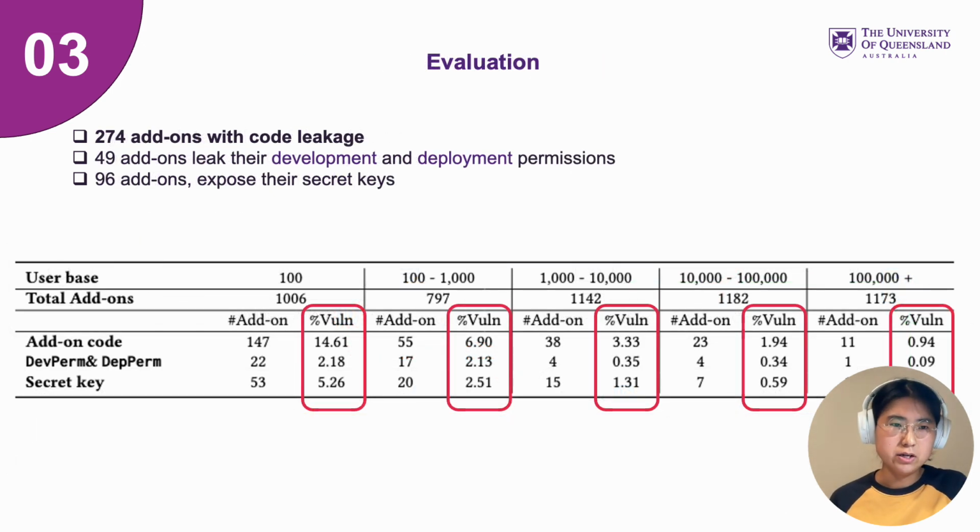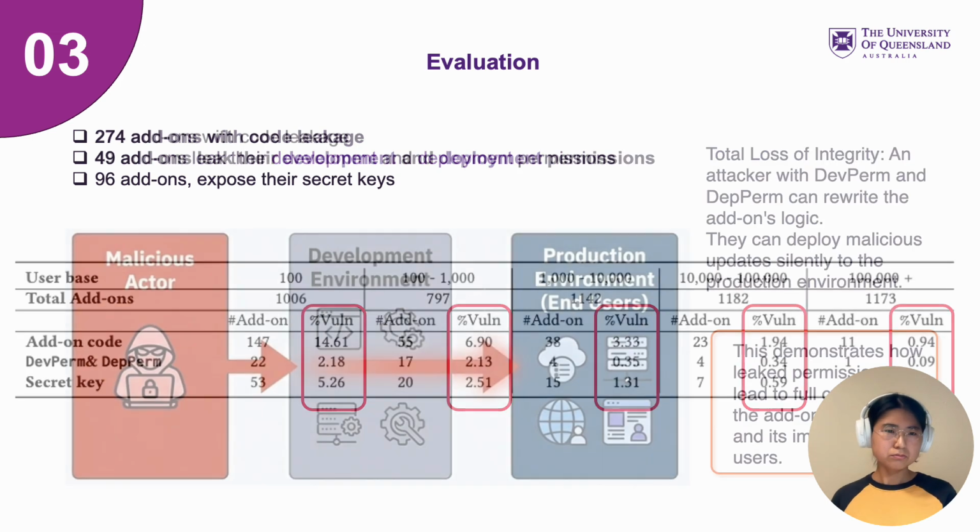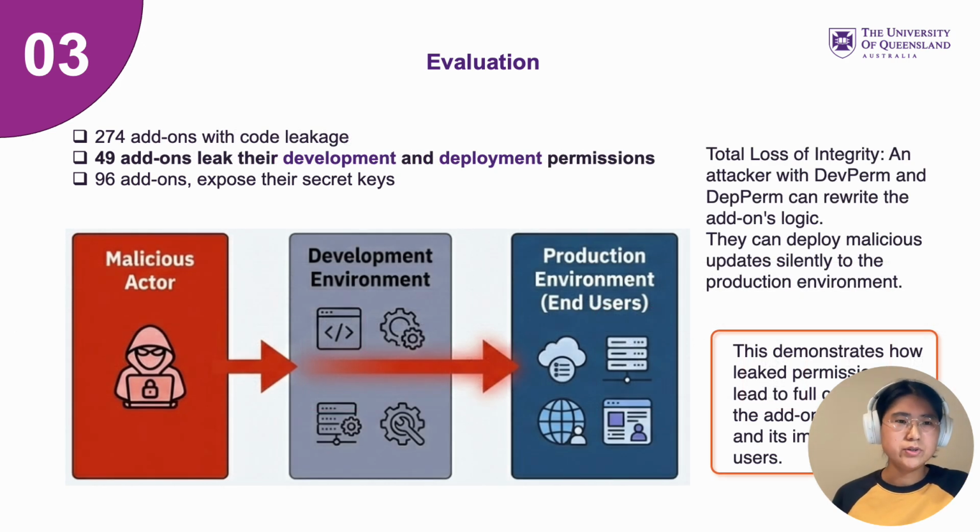And this is our evaluation. Around 300 add-ons with code leakage. We can see that although with the increasing of the user installation, the proportion of vulnerable add-ons is decreasing, for very popular add-ons with 100,000 installations, there are still around 11 of them vulnerable to the code leakage. And around 50 of them are vulnerable to leak their develop and deploy permission.